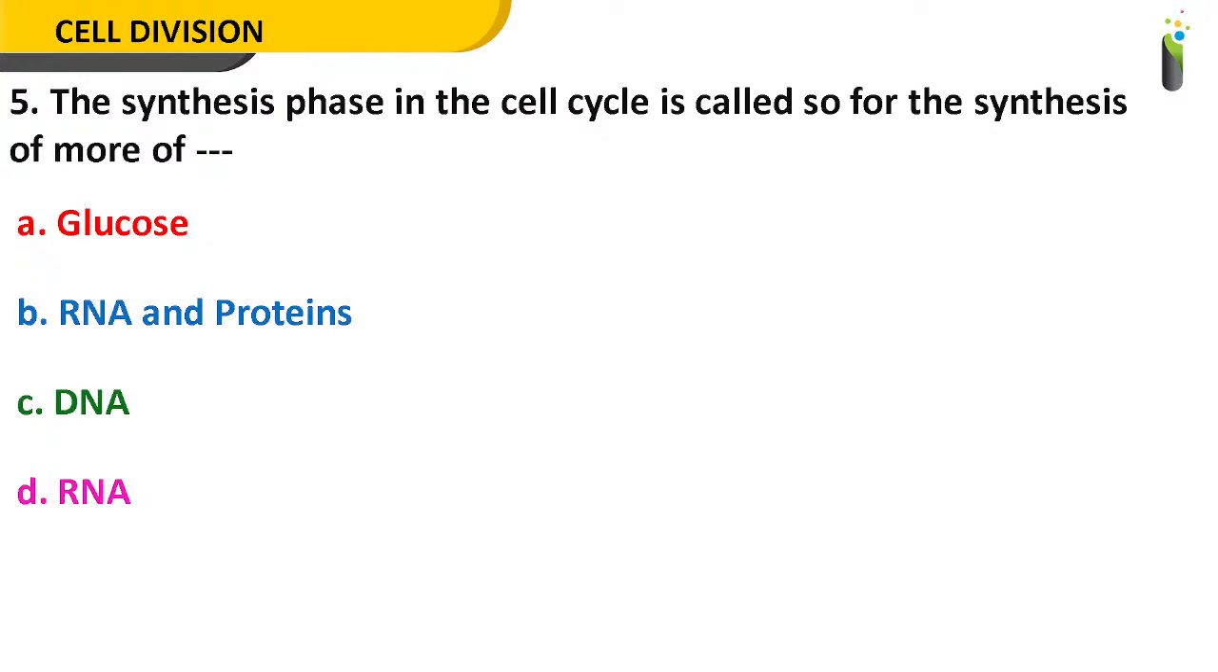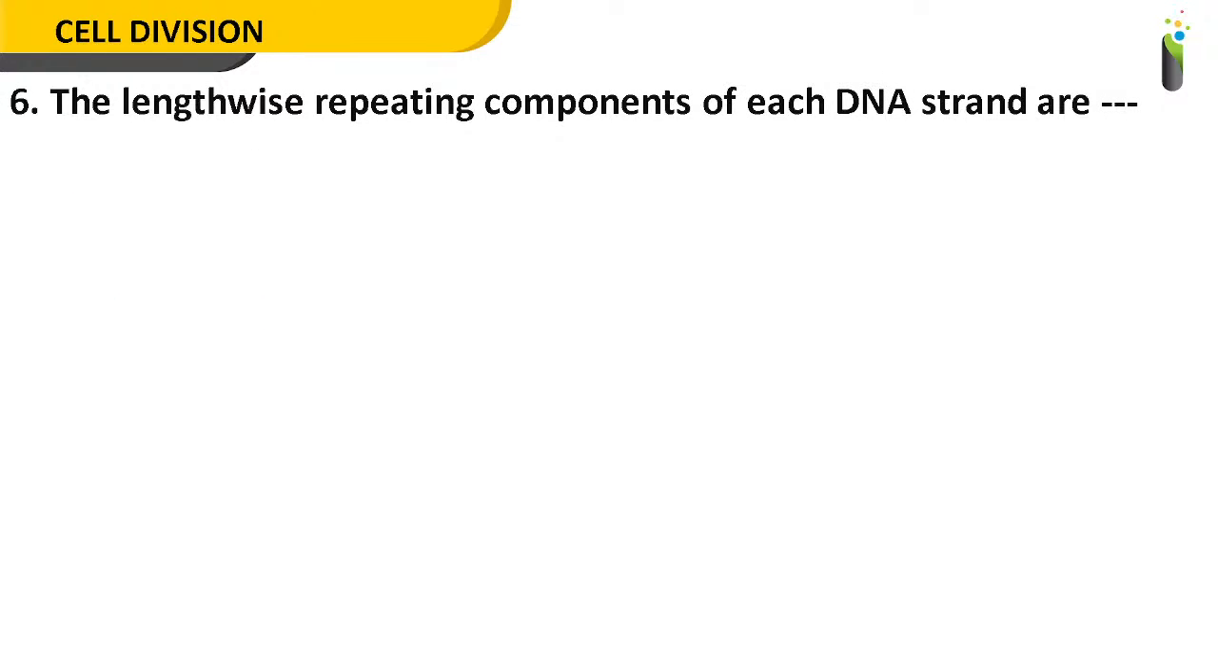If you remember, the interphase is divided into three phases, G1, S, and G2. So S phase involves more of synthesis of dash. Well, the correct answer for this question is DNA. DNA replicates in the S phase. Coming to the next question, number 6.